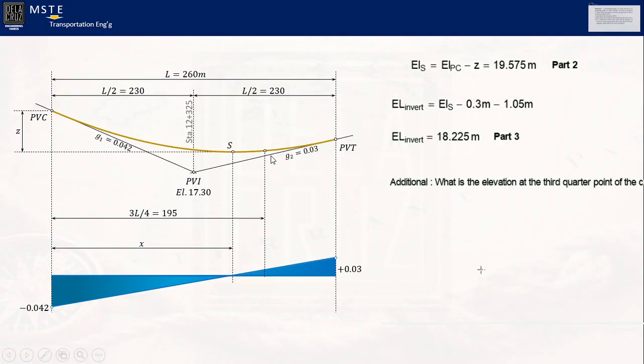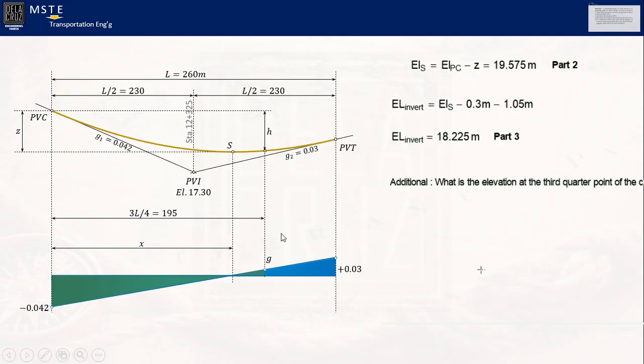What if they ask, what is the elevation at this point? So, to calculate the elevation at this point, we need to have the difference of elevation between PC and this point. Let's call it H. If we get H, then we can get the elevation at this point, at the third quarter point.